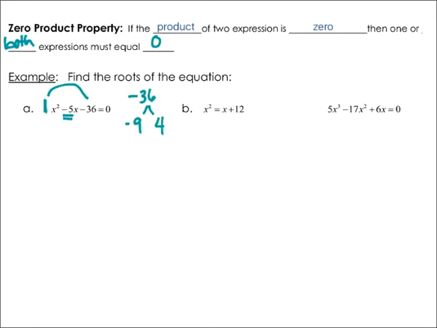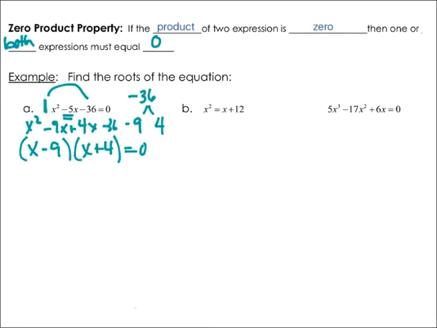Alright, so if you want, you can just jump right to this. X minus 9, x plus 4. If you like the grouping, you could have written out x squared minus 9x plus 4x minus 36 and then done your grouping, and you would have gotten the same thing.